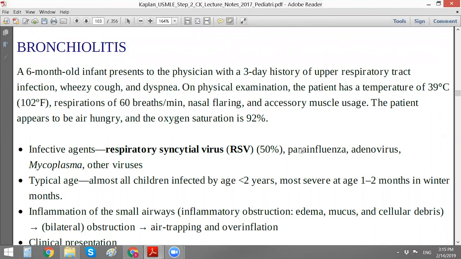RSV accounts for 50%. Typical age: almost all children are infected by this, less than 2 years. Most severe at age 1 to 2 months, in winter months. It is inflammation of the small airways, with inflammatory obstruction, edema, mucocellular debris, bilateral obstruction, air trapping, and overinflation.